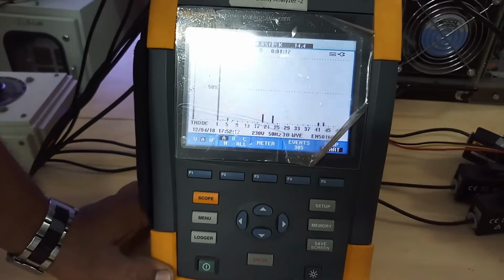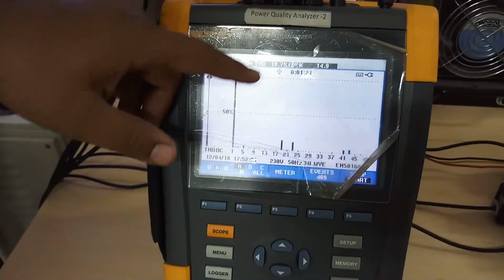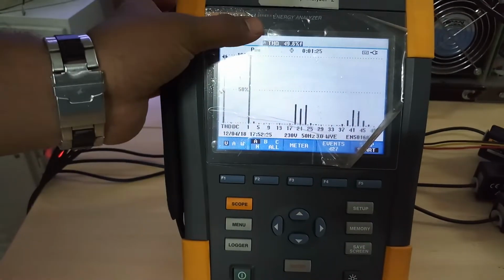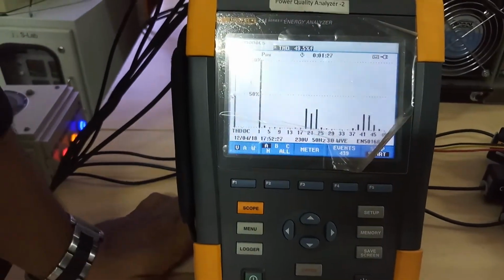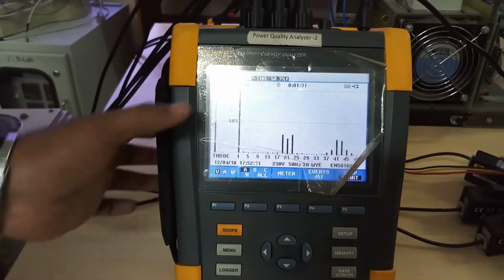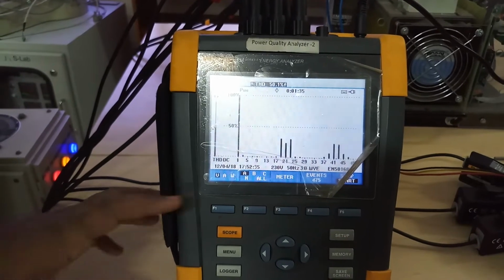This is the current harmonics of the induction motor drive. It will be around 18.9% and voltage harmonics will be around 50%. We have not used a filter in this drive, so it is coming around 50%. Sorry, 50% THD in voltage.